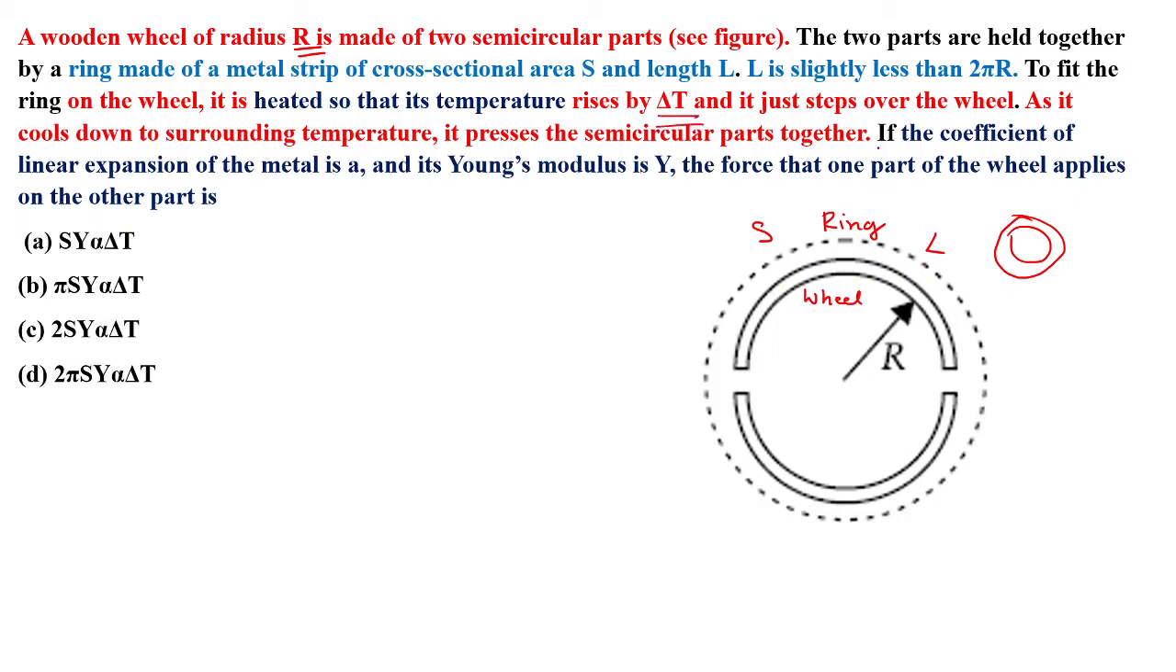So the question is: if the coefficient of linear expansion of the metal is alpha, and Young's modulus is y, what is the force that one part of the wheel applies on the other part? According to the question, if we heat up, the linear expansion delta L will be alpha times its original length times the increase in temperature.